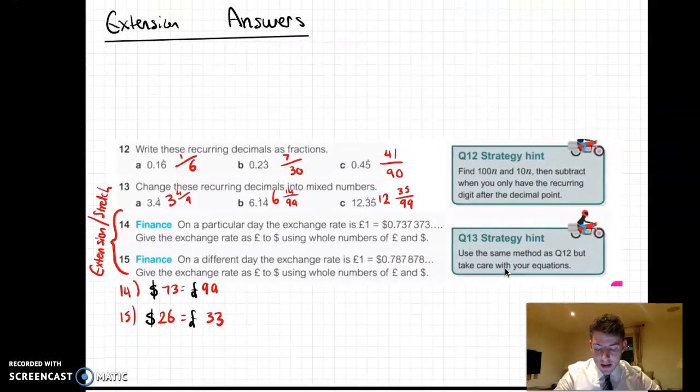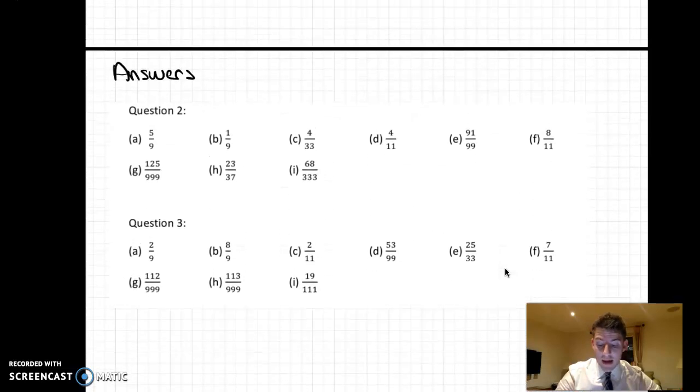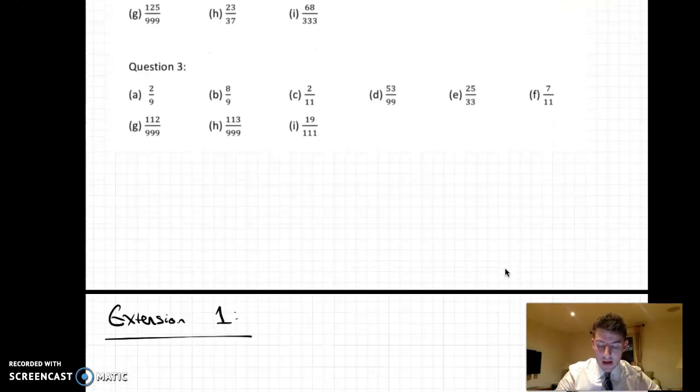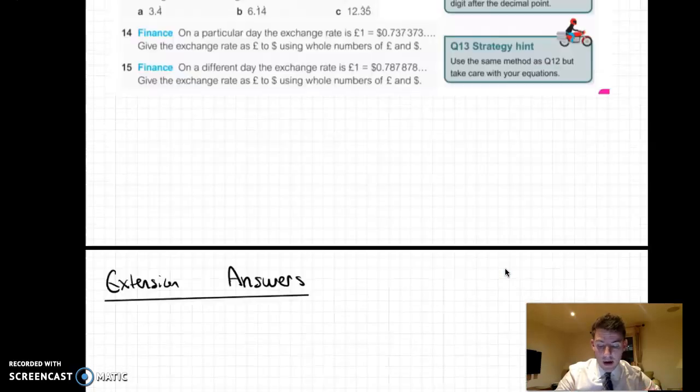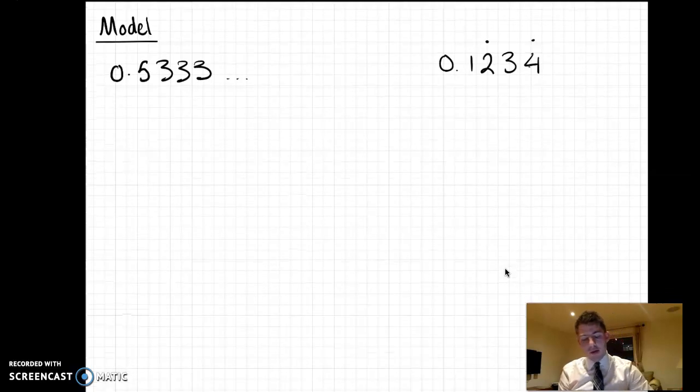Here are the extension answers. And sorry, these are the answers, yeah. So you've got questions, answers, and you've got an extension in case you were quick. Okay, I'm going to do another model for you.